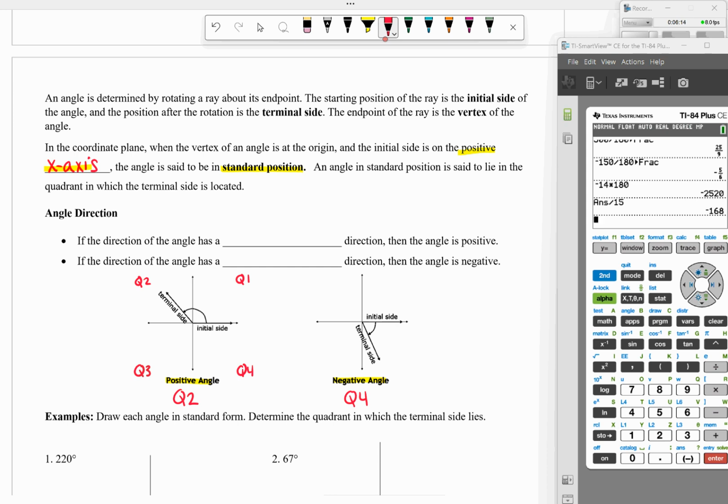So if the direction of the angle has a counterclockwise direction, then the angle is positive. Why counterclockwise? Because it follows the quadrants. If the direction of the angle has a clockwise direction, then the angle is negative, such as in these two pictures below.